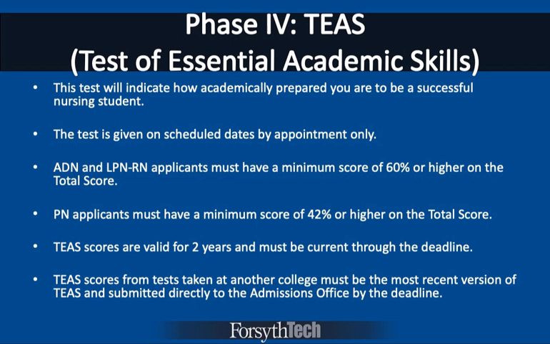ADN and LPN to RN transition applicants must score a minimum of 60% or higher on the TEAS total score to pass. PN applicants must score a minimum of 42% or higher to pass. Keep in mind that meeting the minimum TEAS score is not a guarantee of acceptance into our nursing programs. The students accepted are those with the highest ranking points, so you want to do the best that you can on the TEAS in order to be as competitive as possible. Please refer to the FAQ section of your nursing packet for more detailed information about TEAS and how you can prepare to take this test.